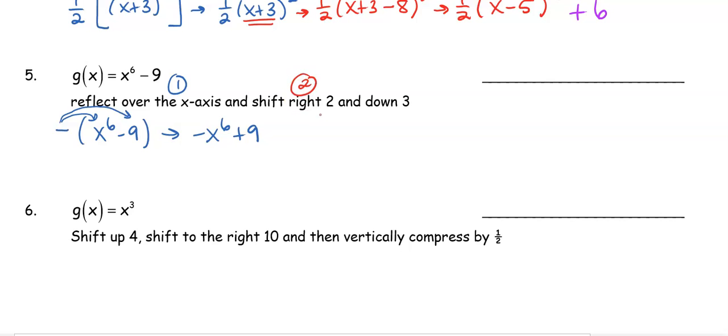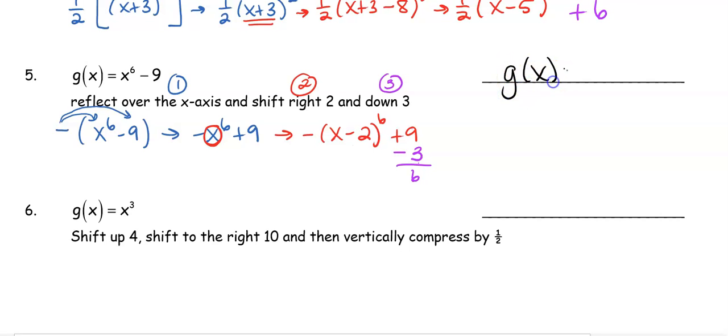Then I'm going to go right 2, and remember, horizontal shifting happens inside of parentheses with the x. So this becomes x minus 2 to the 6th plus 9. Opposite for horizontal. So right 2 really shows up as minus 2. And then down 3. Now there was already a vertical shift out there, so I'm just going to go down 3 from where I was. So 9 minus 3 puts me at 6, giving me my final location at negative x minus 2 to the 6th power plus 6.